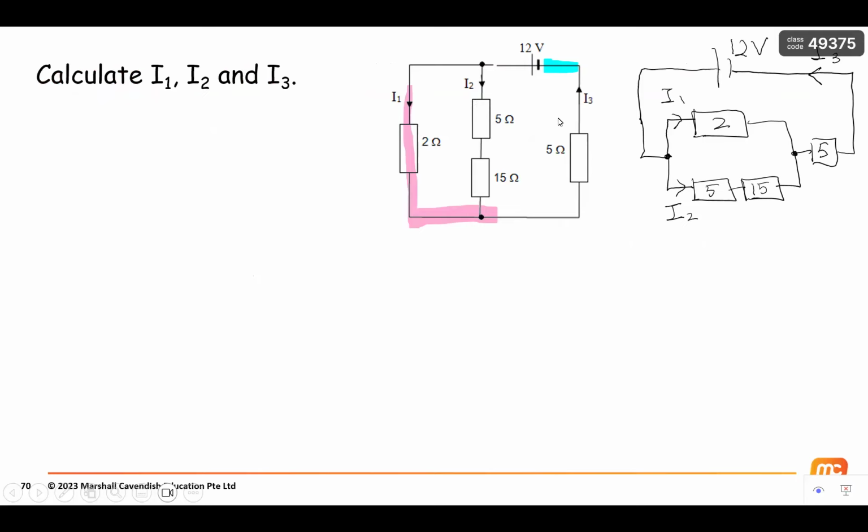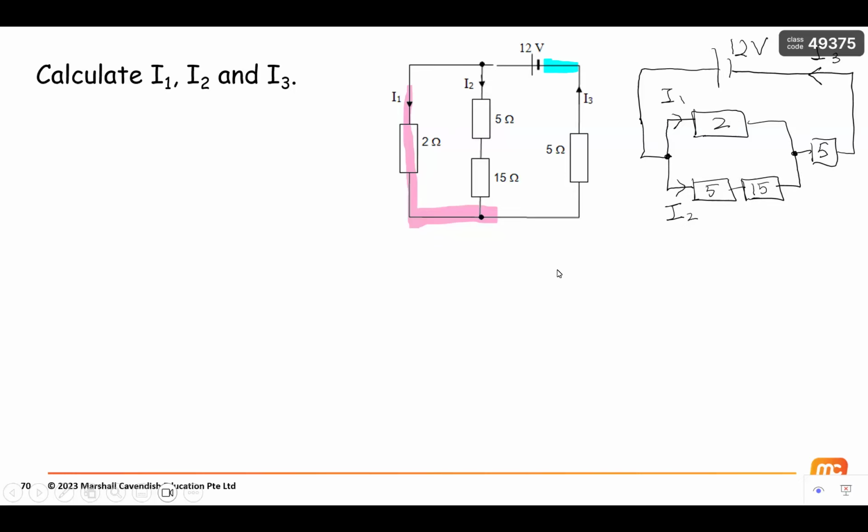I have already done the first step for you. The simplified circuit looks like this, where I have the battery only at the top branch, and I have all my other resistors, my 2 ohms, 5 ohms, 15 ohms, and 5 ohms, arranged in a single line at the bottom branch. I usually use color codings to help me understand how the current flows and things like that.